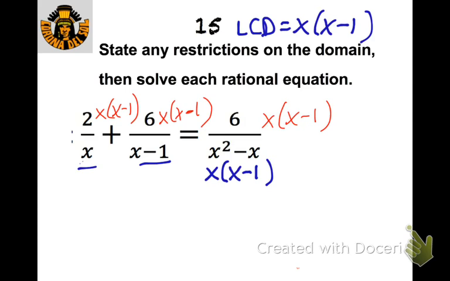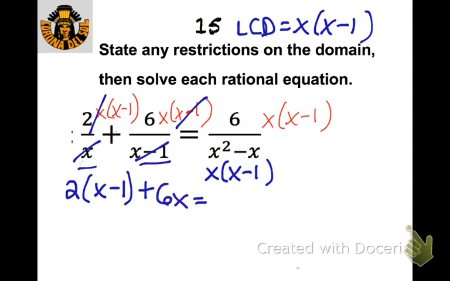So on the first side here on the left, the x will cancel out. So then it'll be 2 parentheses x minus 1 plus. Then the x minus 1 cancels out, so then that'll leave us with 6x. And then here, the x minus 1 and the x cancel out, and it's just a 6 left over.